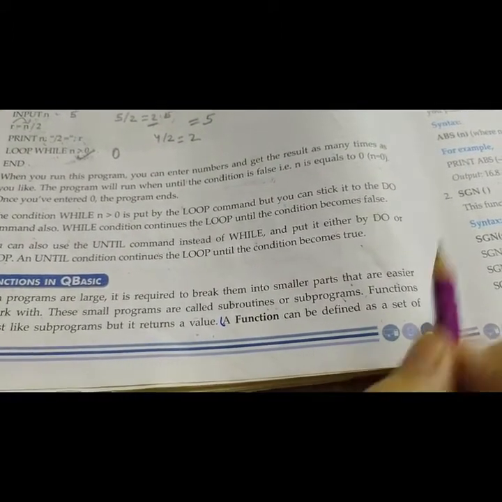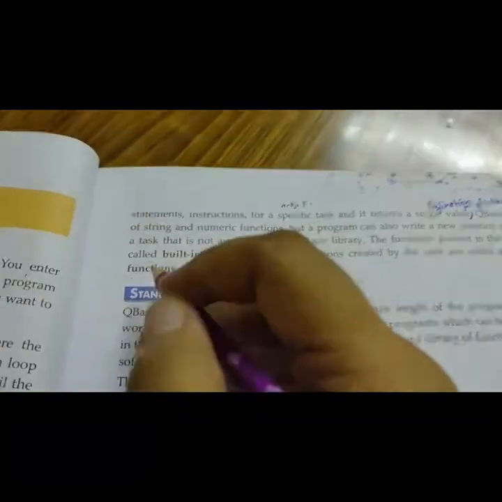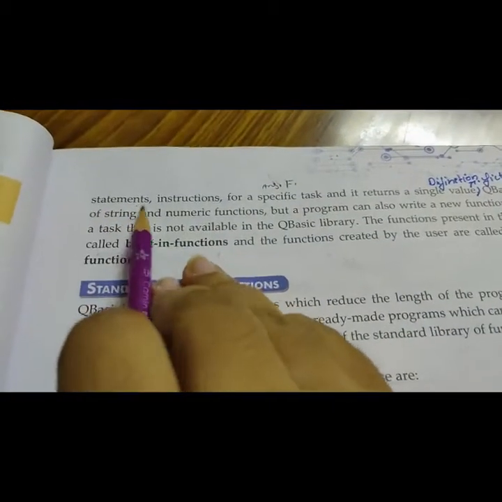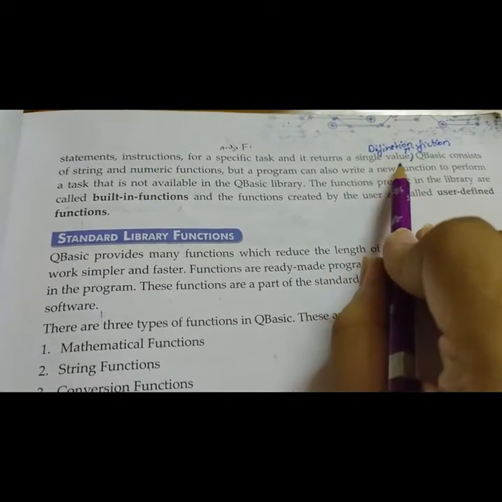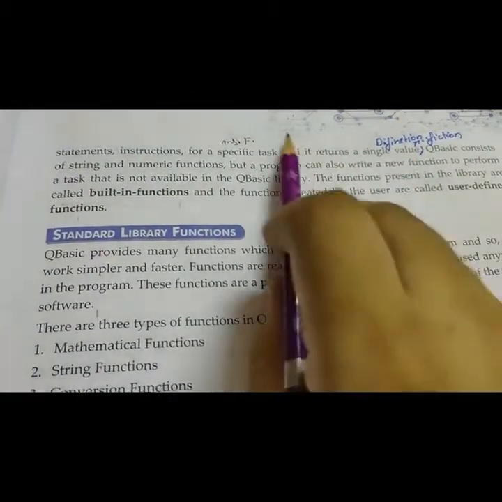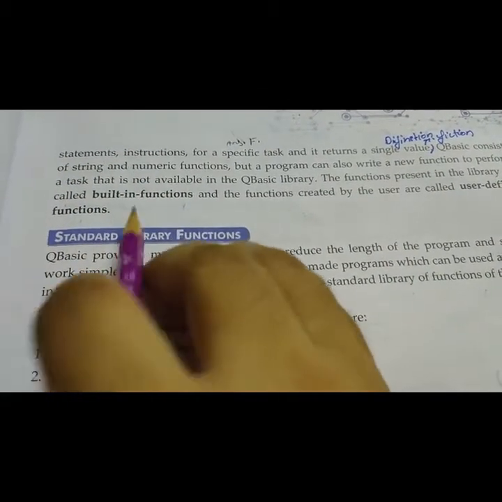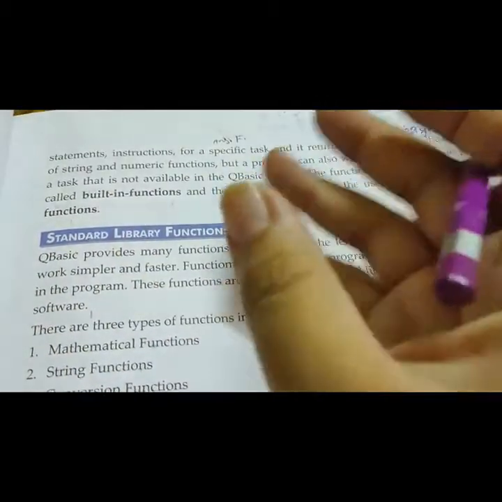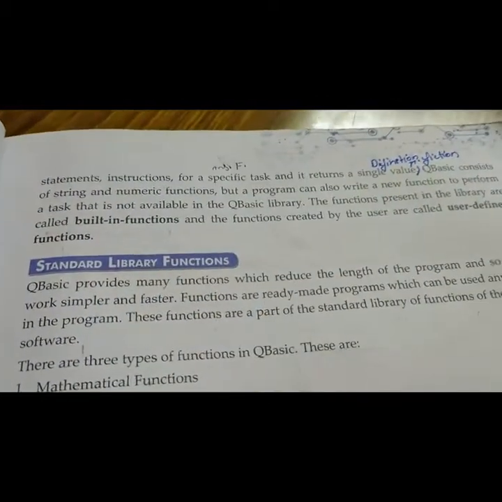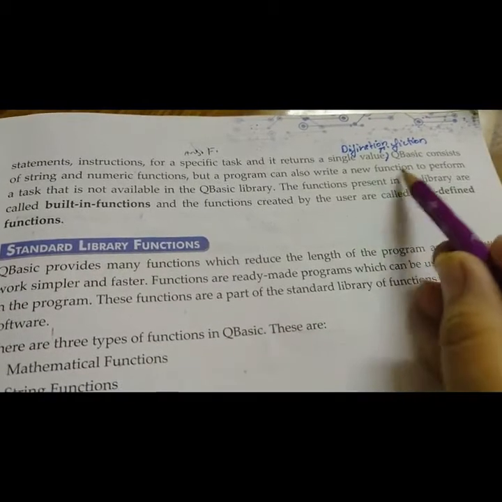A function can be defined as a set of statements, instructions for a specific task, and it returns a single value. If it returns a single value, then it means it is a function. And a function is a set of statements and instructions. Your statements and instructions are specified in your program.